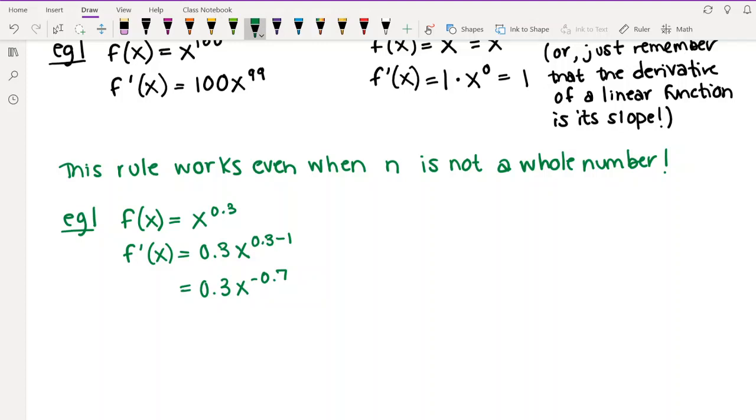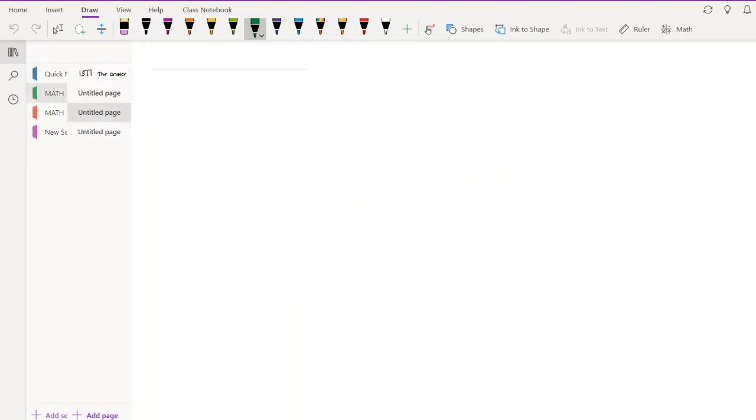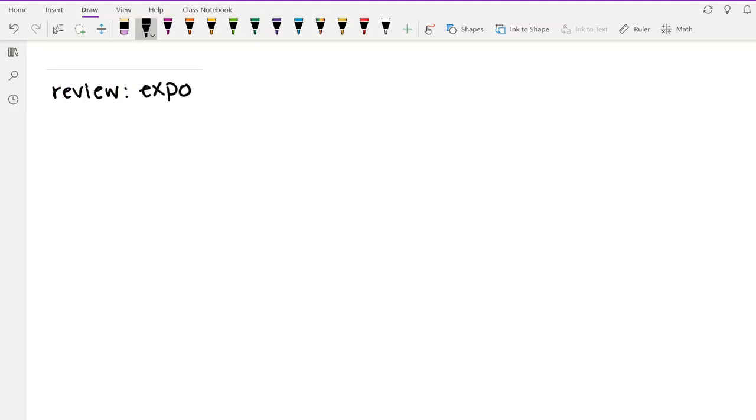Before we get into our next two examples, let me go on a separate page and remind you of a couple of exponent rules that I think will be useful to know. So, review. These are things that you should have learned in your pre-calculus class. Hopefully it's a little bit of a review, but these are things that you have seen before.